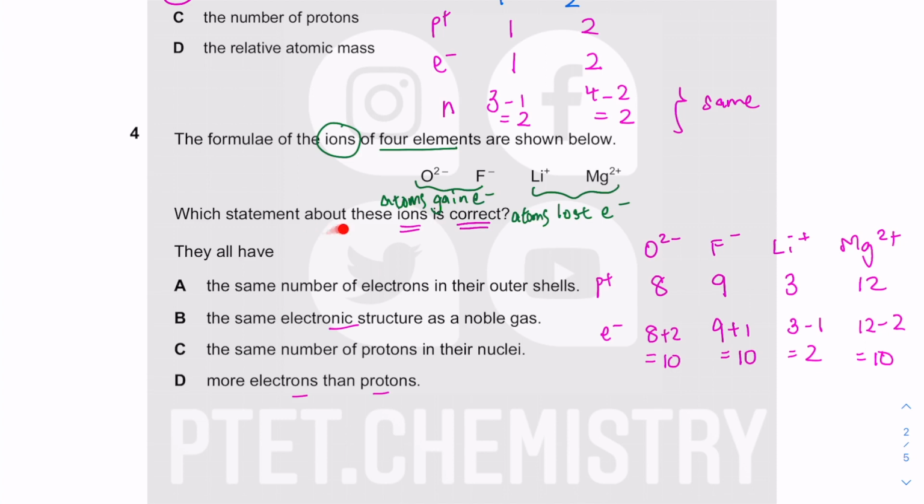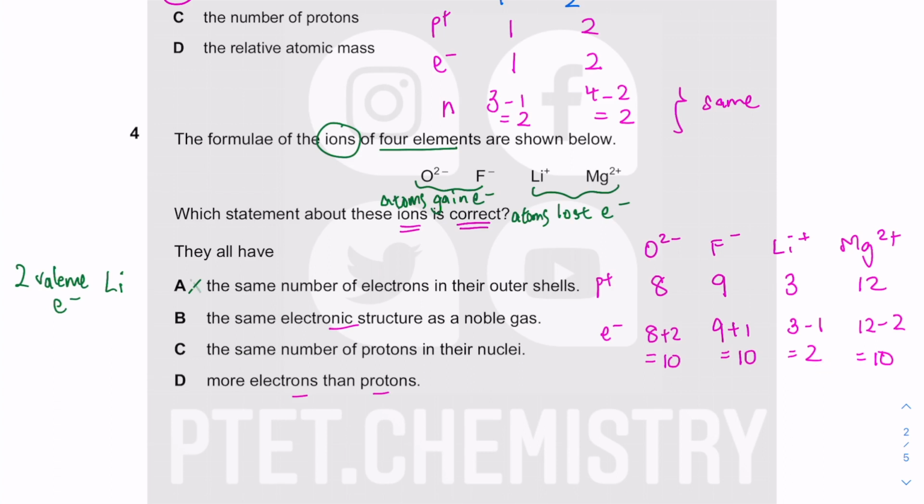So we're looking for a statement about these ions. These are the proton and electron counts for these ions. Same number of electrons in their outer shell. I can tell you this is wrong because look at lithium. Only 2 valence electrons. So A is incorrect because lithium only has 2 electrons in the outer shell.